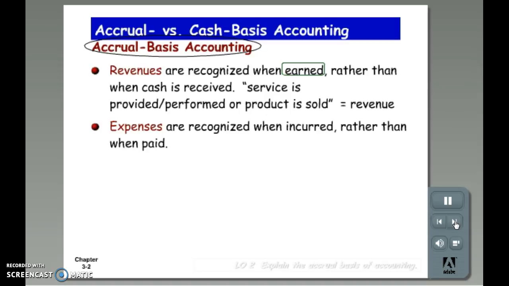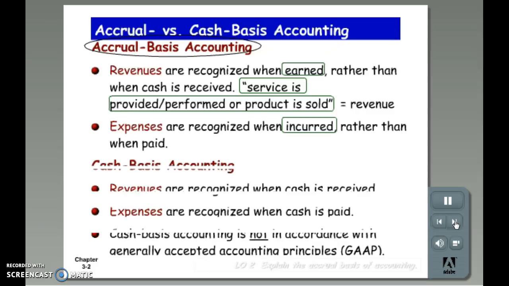Look for the keywords "service is provided or performed" for service companies, or the words that indicate a company's product has been sold, to result in a company earning and therefore recording revenue. Expenses are recorded or recognized when they are incurred or happen, not necessarily when the company pays cash for the expenses.